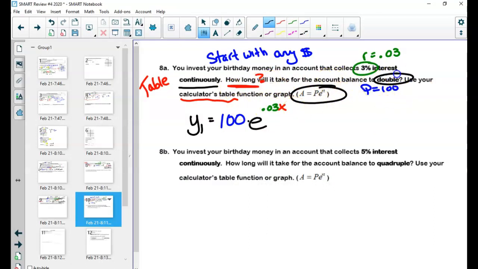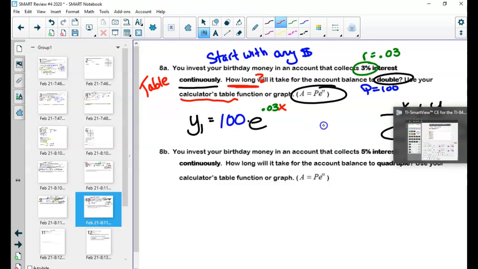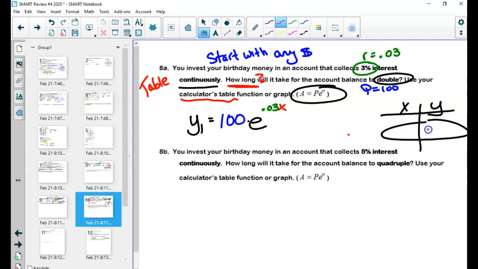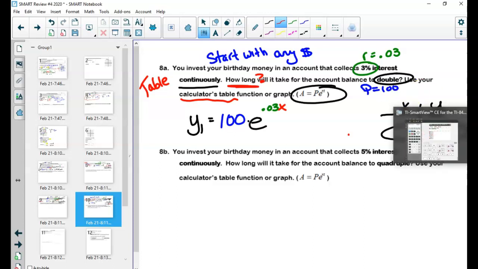Double. All right, so on my table, I'm going to be looking for my money to double, which means I'm going to be looking, whoops, get out of there, calculator. I'm going to be looking for $200, because if I double 100, I have 200.